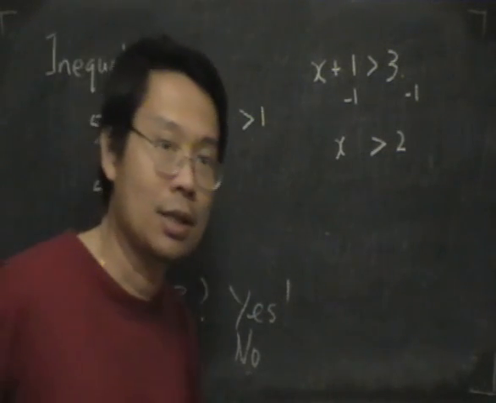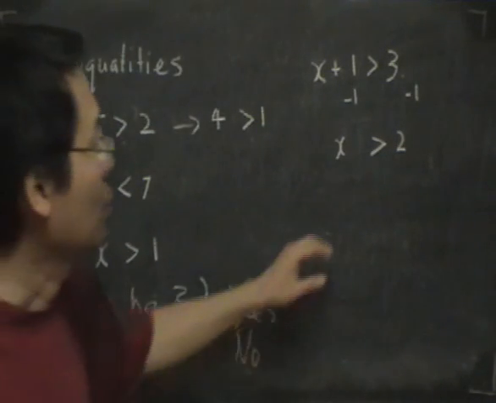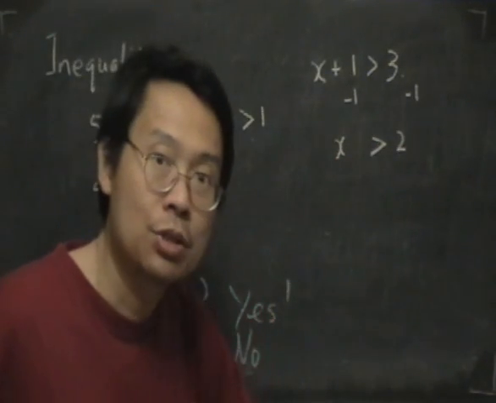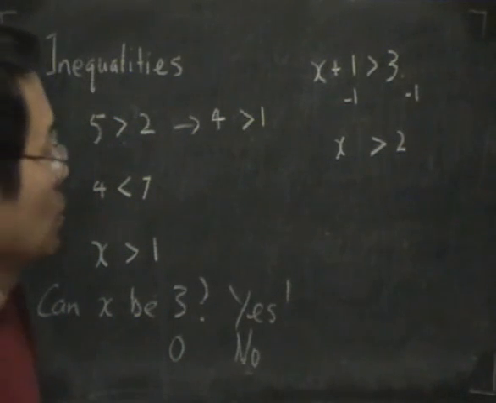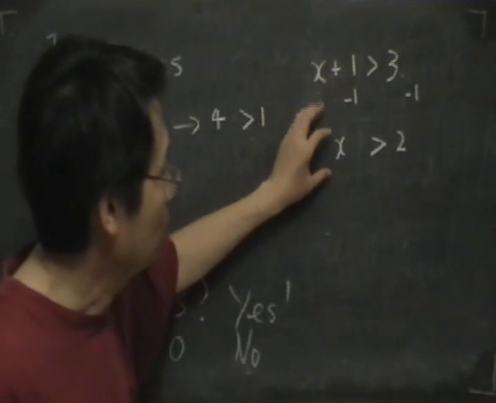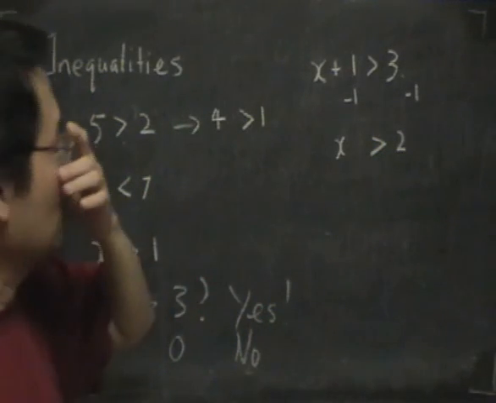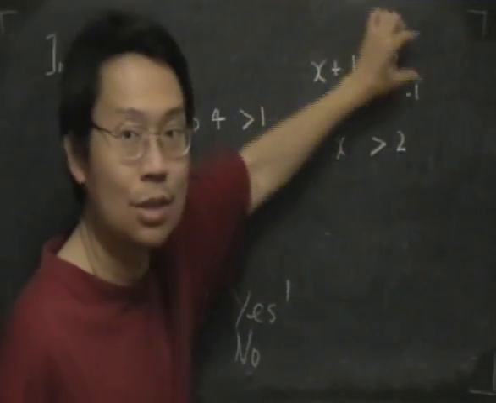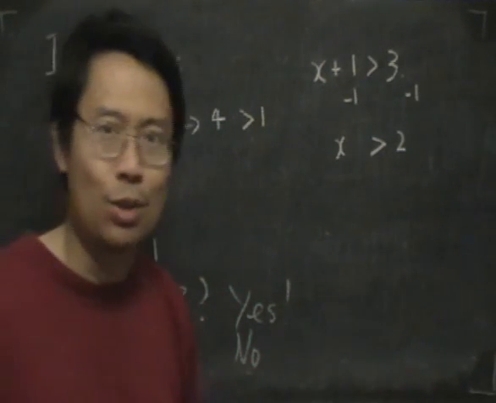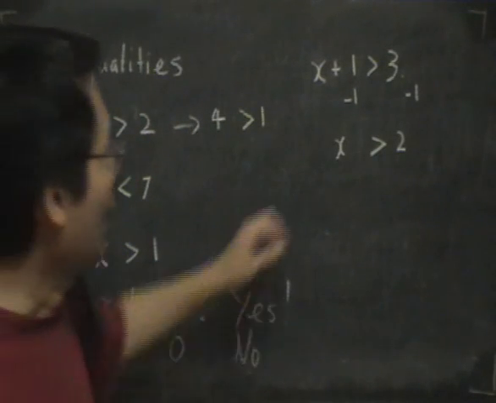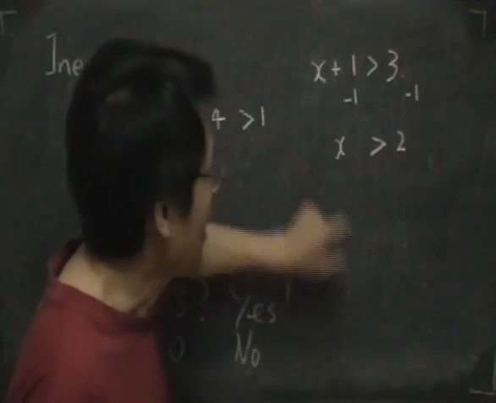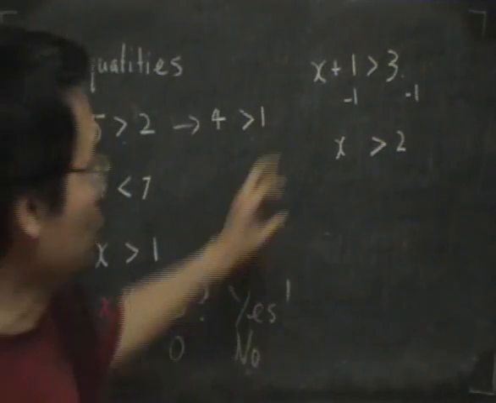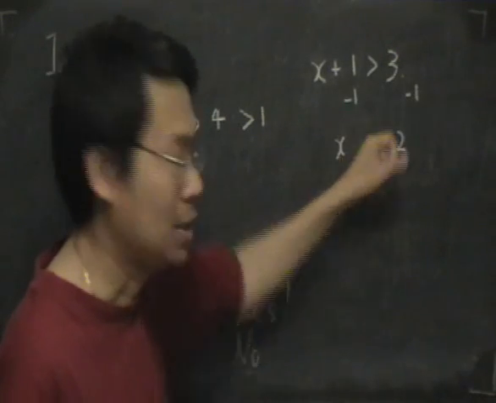So any number that's greater than 2 can satisfy this inequality, will make this relationship true. Any number that is greater than 2 will make this correct. So instead of saying that x is a number that when you add 1 gives an answer that is greater than 3, which is long and complicated, all I need is to subtract the 1 and I get this much simpler inequality that just says that x is greater than 2.